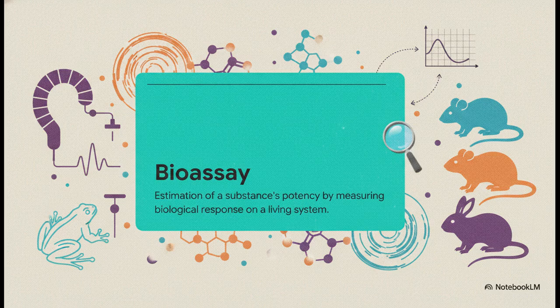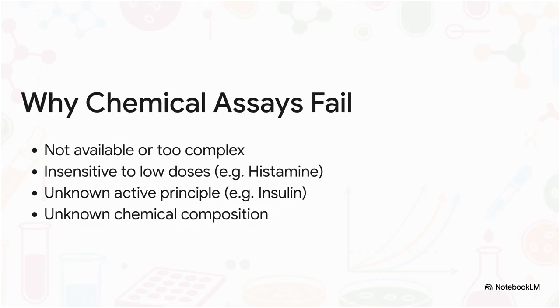But to do this, we literally have to use living systems. Now, this could be in vitro, using isolated tissues like a guinea pig ileum, or a frog rectus abdominis muscle, or in vivo, using whole living animals like mice, rats, or rabbits. Now, you might be wondering why go through all the trouble of using living tissues? Well, sometimes chemical assays are just way too complex or honestly totally unavailable. In other scenarios, they're just completely insensitive to low doses.